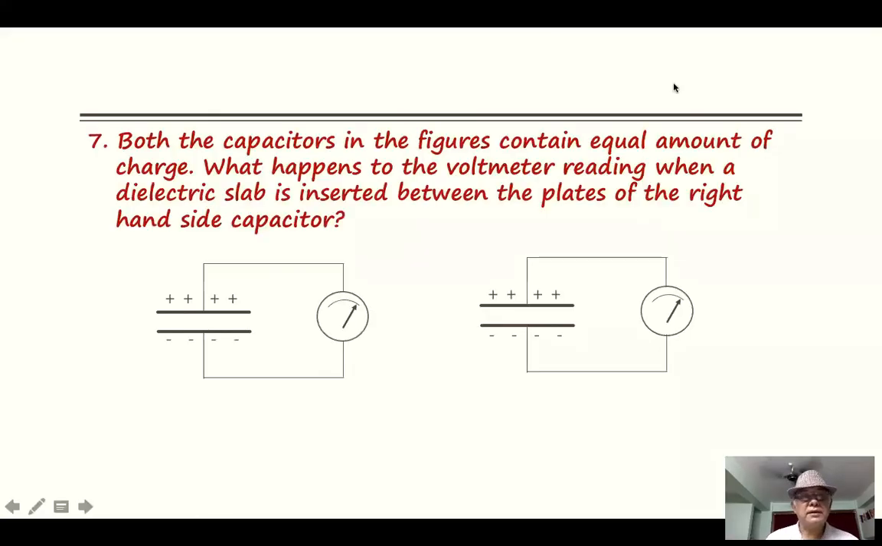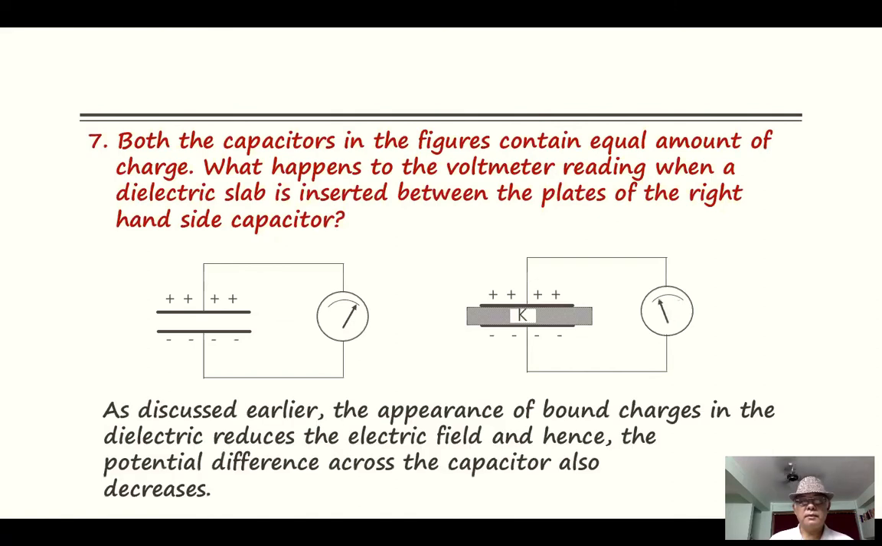Number 7. Both the capacitors in the figures contain equal amount of charge. What happens to the voltmeter reading when a dielectric slab is inserted between the plates of the right-hand side capacitor? As discussed earlier, the appearance of bound charges in a dielectric reduces the electric field and hence the potential difference across the capacitor also decreases.